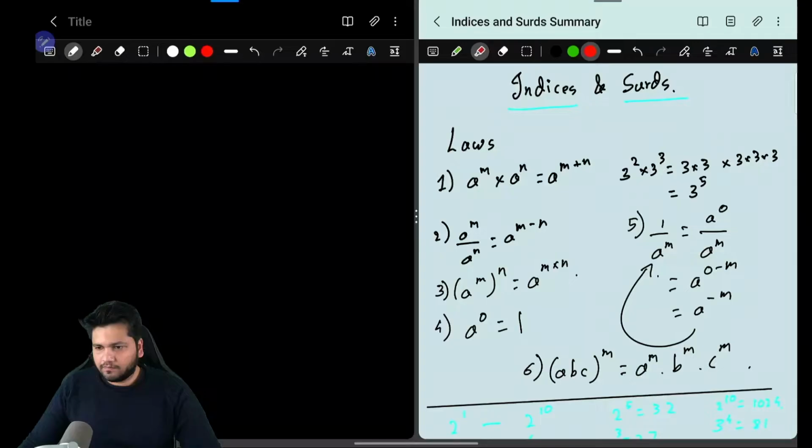And let's begin. So let's start our revision of indices and surds. We'll start with laws of indices. As you can see, these are the laws of indices. So we have a to the power of m into a to the power of n is nothing but a to the power of m plus n.